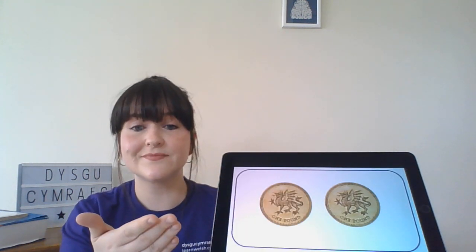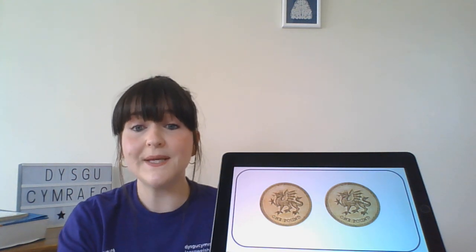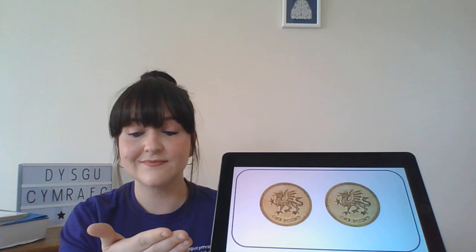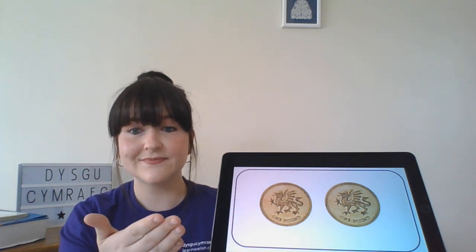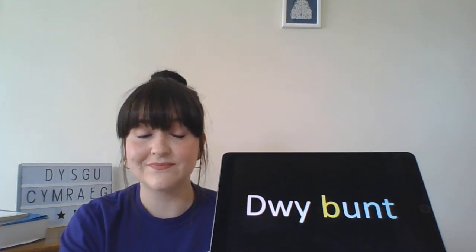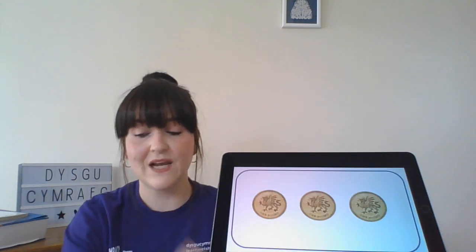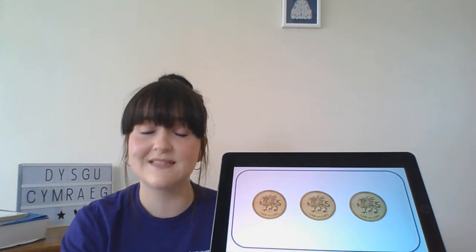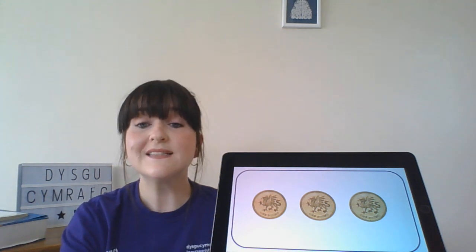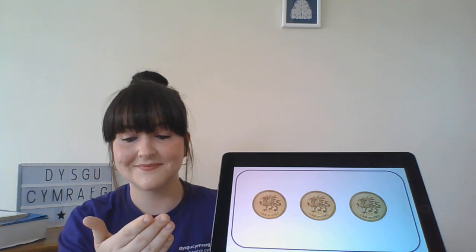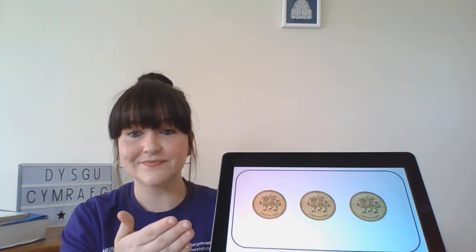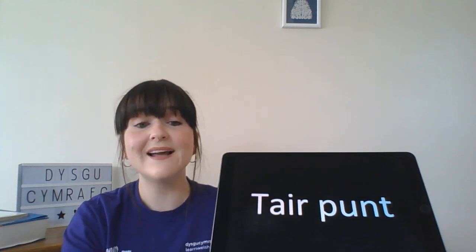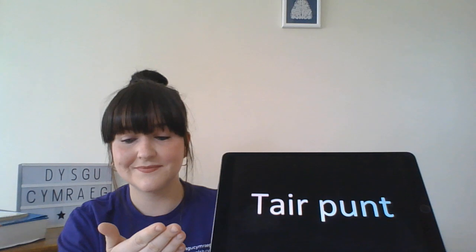Dwy bunt. 2 pounds. Da iawn. Tair punt. 3 pounds. Tair punt. Da iawn.